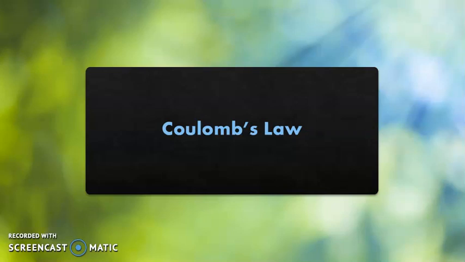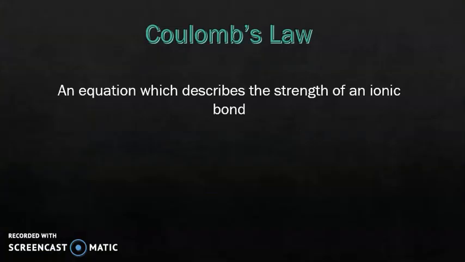Now that we've talked about the difference in the properties between compounds that have ionic bonds and covalent bonds, I think it's really important to be able to compare the strengths of different ionic compounds, or the bonds in different ionic compounds. Coulomb's law is what we're going to be using to compare those relative strengths. So Coulomb's law, again, is a simple equation that can describe the relative strength of an ionic bond.